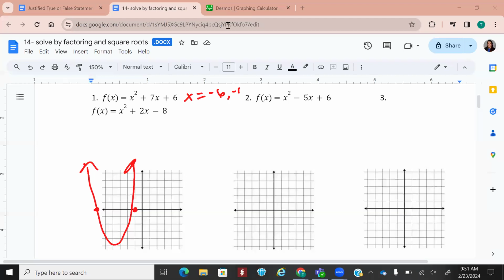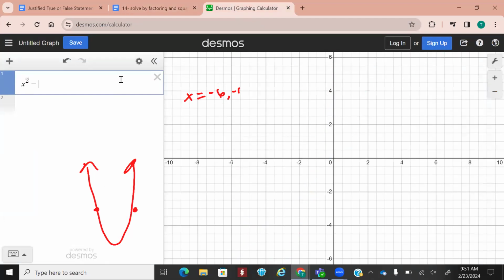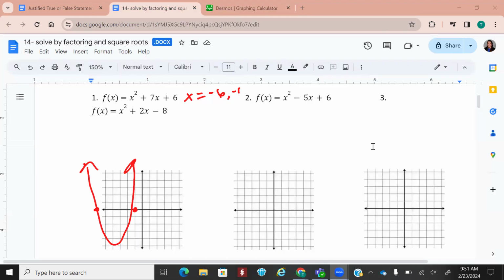So x squared minus 5x plus 6. Okay, so where does it cross the x-axis? 2 and 3. So we're going to draw a sketch. At 2 and 3, we have x-intercepts. Okay. Solve by graphing is probably the easiest.